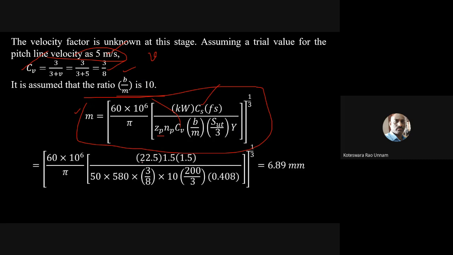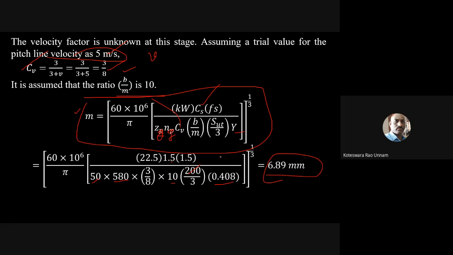So if you substitute the corresponding data, here it is not G, you need to substitute for gear. Here it is a mistake. So all this data: power to be transmitted is 22.5, CS is 1.5, FS is also 1.5, ZG, number of teeth on gear, is 50, speed of the gear is 580, and the CV is 3 by 8, B by M is taken as 10, and SUT for the gear is 200, and Y for the gear is 0.408. So if you substitute and calculate this, you get 6.89.